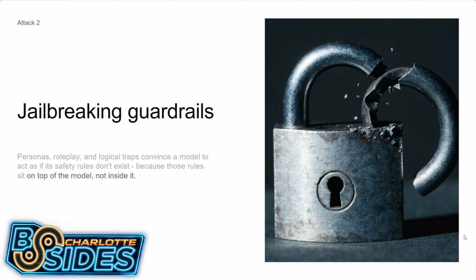Now, modern systems are getting much better at detecting this, but historically, and even today in weaker systems, this technique has been used to bypass safeguards across multiple models. So, in direct injections, we attack the instructions. In jailbreaking, we attack the interpretation. Next slide, please.